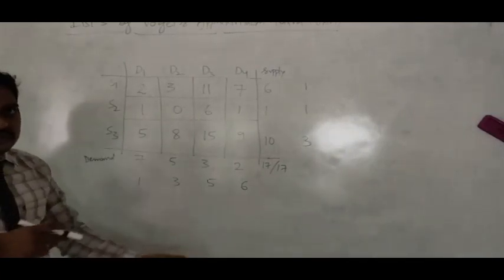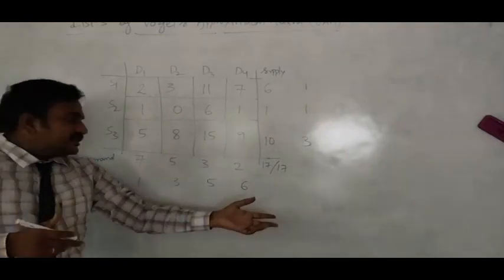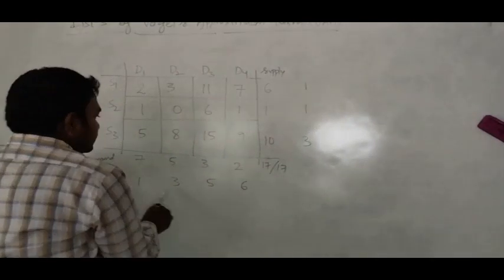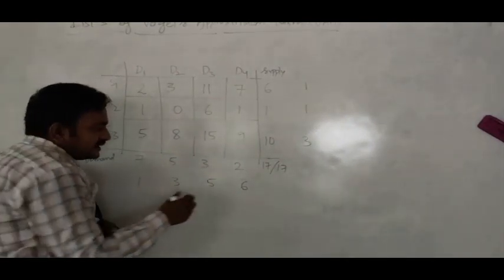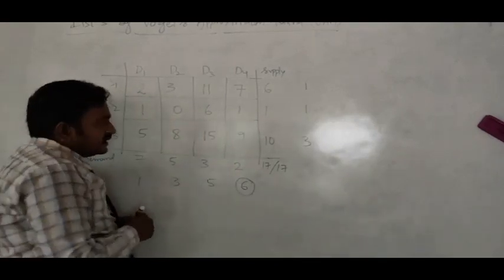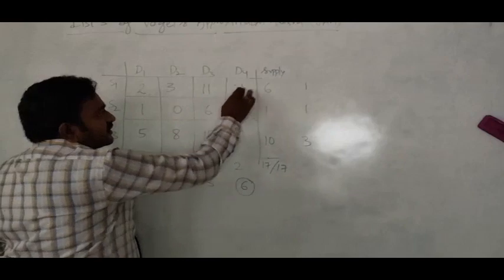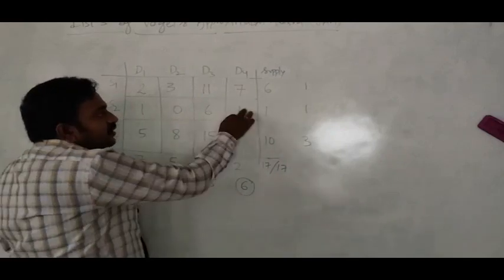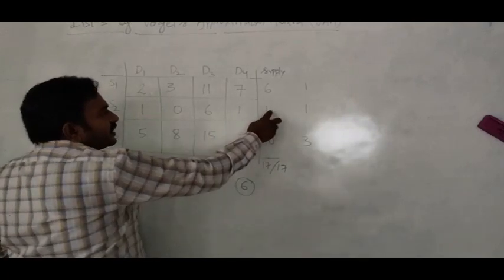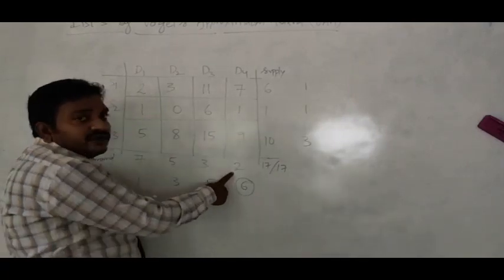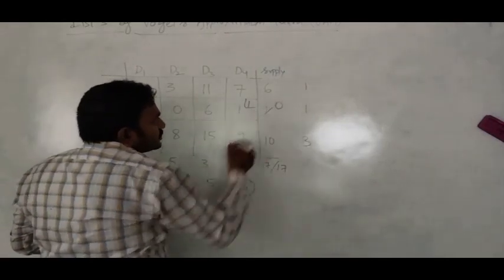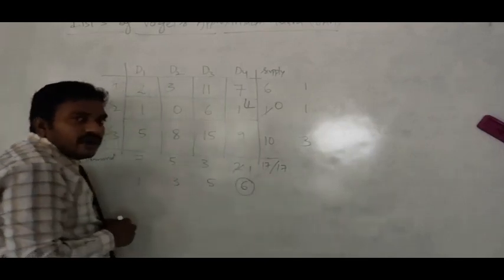Where the difference between the least cost and the next least cost is higher, select that penalty. Here 1, 1, 3, 1, 3, 5, 6. Select that highest penalty, 6. The 6 is because of 7 minus 1, so select the least cost in that column, 1. The situation is you have one unit of supply and two units of requirement. So 1 is possible, so allocate 1. This becomes 0 and this becomes 1.